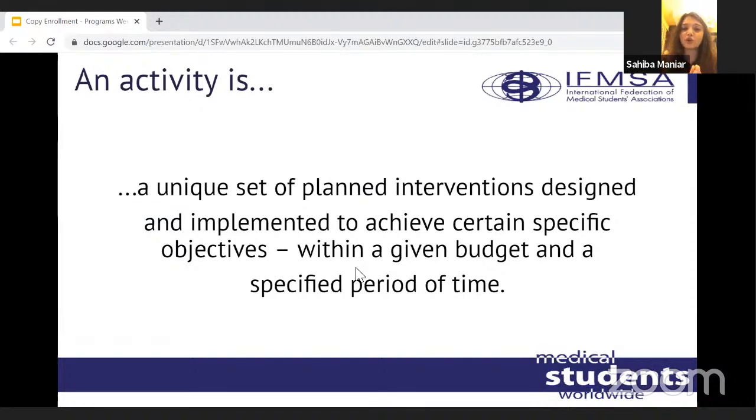So a very basic question that we all may ask: what exactly is an activity? Although it's a very subjective topic and a very subjective thought to each one of us, IFMSA defines an activity to be a unique set of planned interventions designed and implemented to achieve certain specific objectives within a budget and a specified period of time. And hence, it is very important to have a very well-defined cycle of activity management to ensure you achieve all your goals, all your objectives, and maximum impact by the end of your activity.